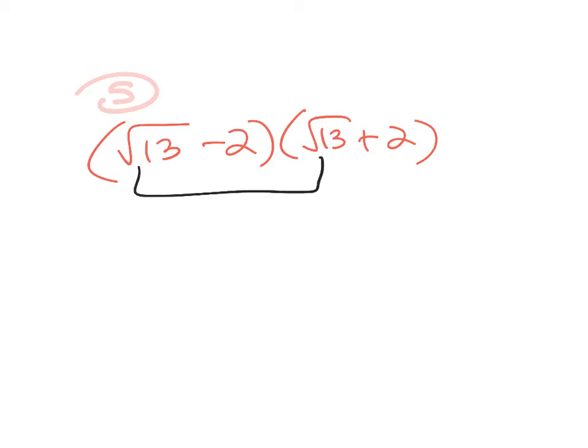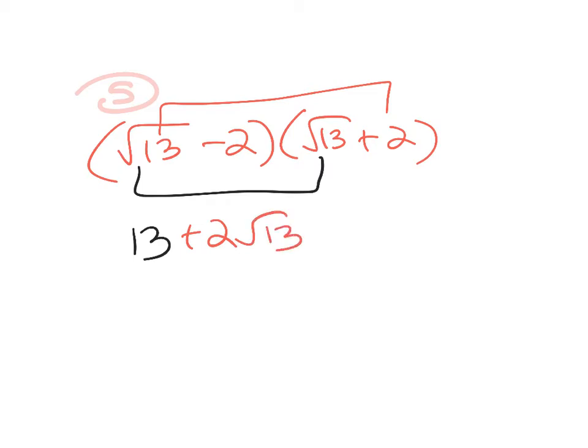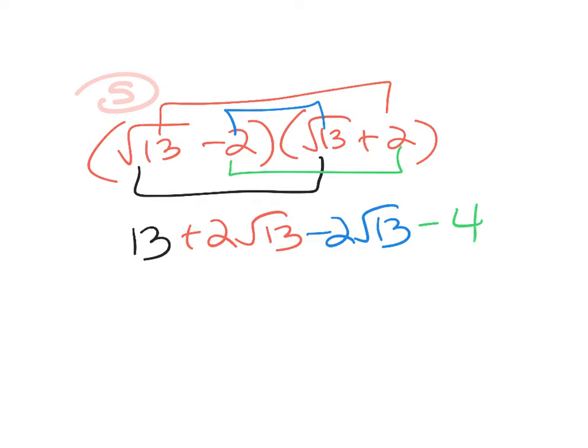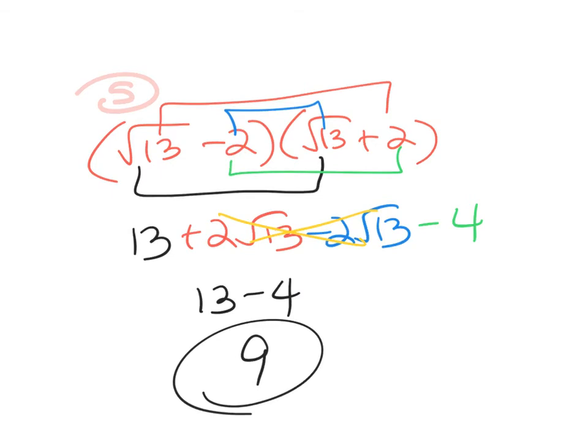So the square root of 13 times the square root of 13 is 13. The square root of 13 times 2 is 2 square root 13. The square root of 13 times negative 2. And then negative 2 times positive 2 is negative 4. Notice, again, these were conjugates. This middle cancels out. I'm left with 13 minus 4, and my answer is 9. Pretty good?